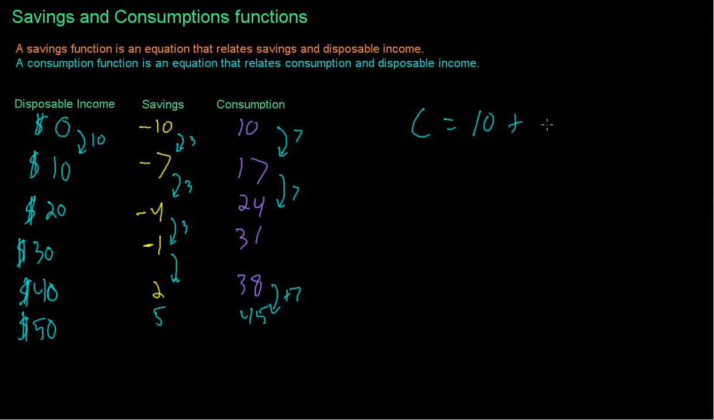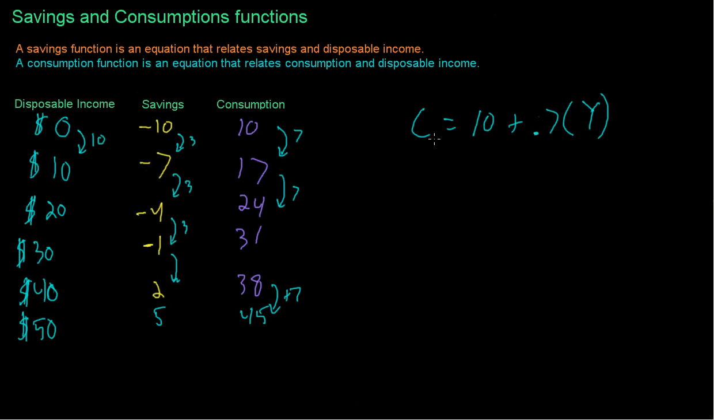So our slope here will be 7/10, or I'd rather write that as a decimal. We'll have 0.7 times y, and y is normally the symbol that we use for disposable income in this situation. So that's our consumption function. That's all that it is.